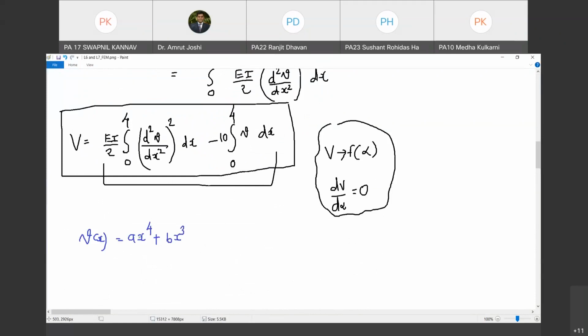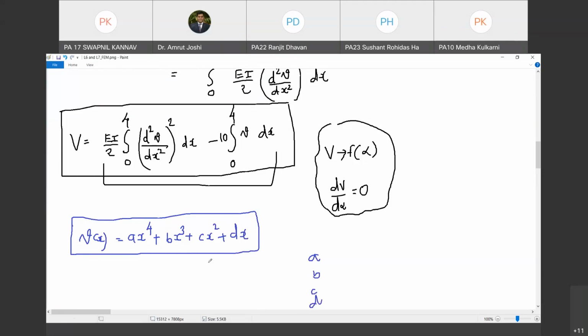Yes, sir. a x raised to 4 plus b x cube plus c x square plus d x plus e. This is v of x. And what is our aim? Our aim is to get v of x. So if I want the equation of the deformed shape, I must know what a, b, c, d, and e are. Do you agree with me? Yes, sir. Once all these coefficients are known, I can say I have obtained the solution for v of x. Do you agree with me?